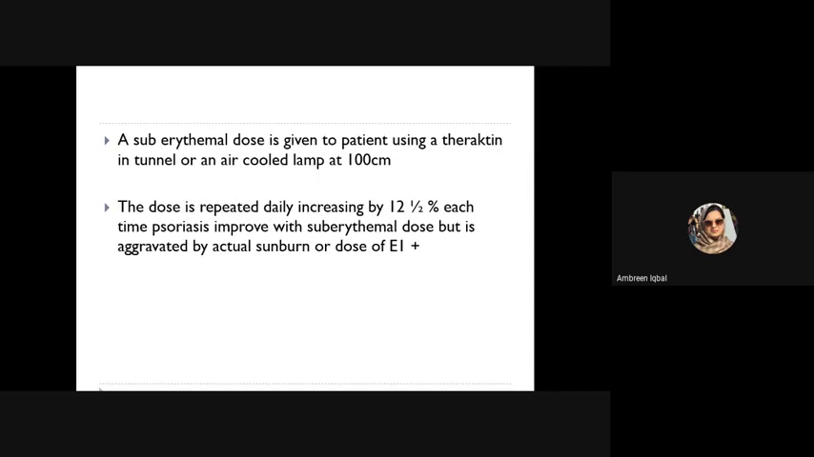A suberythemal dose is given to the patient using a hot quartz lamp at 100 cm. The dose is repeated daily, increasing by 12.5% each time as the psoriasis improves. It improves with a suberythemal dose, but it is aggravated by actual sunburn or a dose of fever.